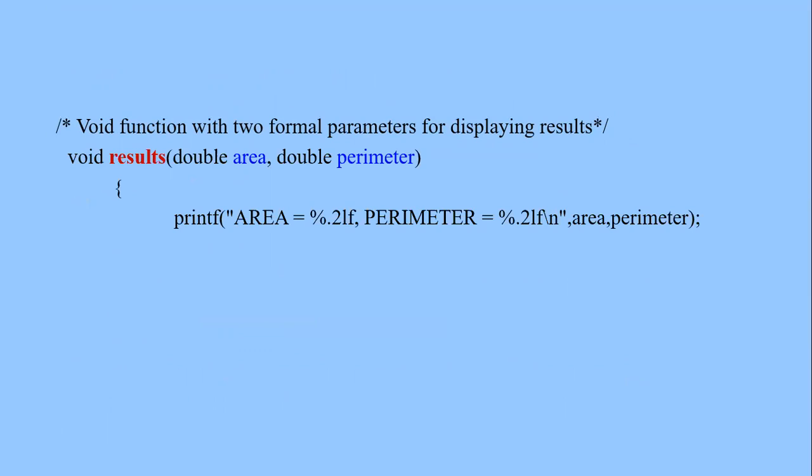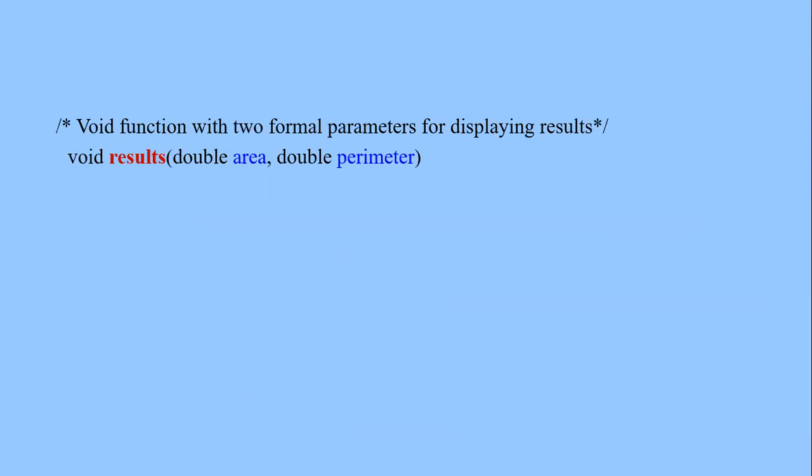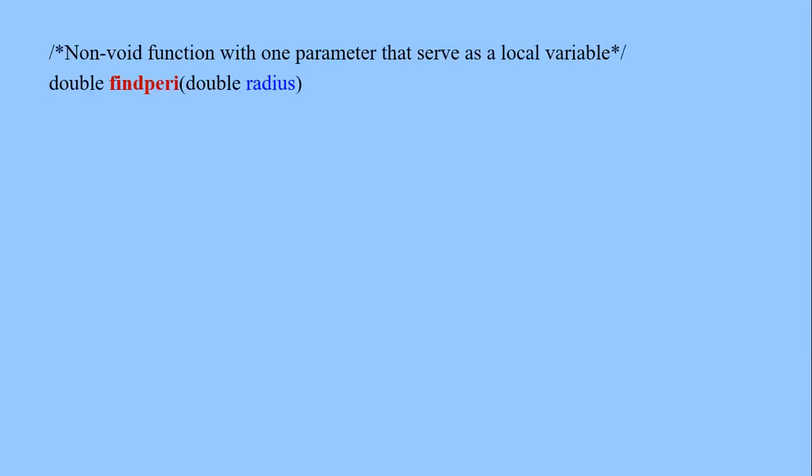And then it will do the following. It will print out that statement, display the content of memory location area and that of perimeter, formatted in that order. So it will display the statement area equals whatever it is with 2 decimal places, and perimeter equals whatever is in the perimeter memory location, formatted in 2 decimal places, and it will end. Then the control will be taken back again all the way to the calling function.